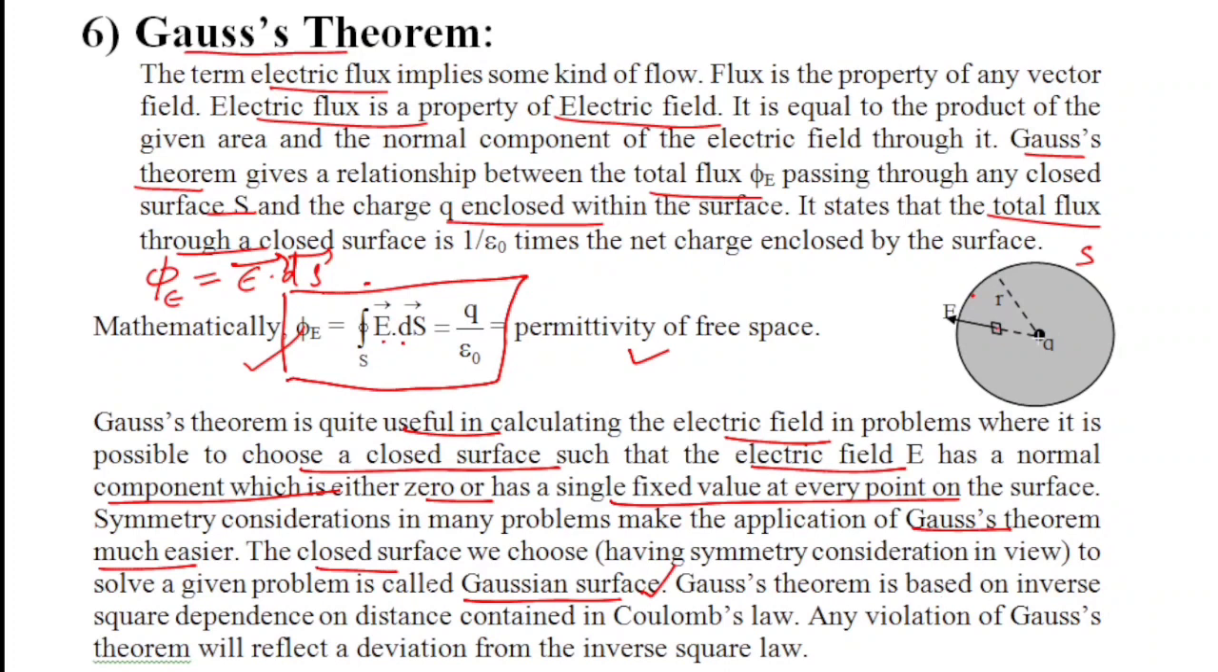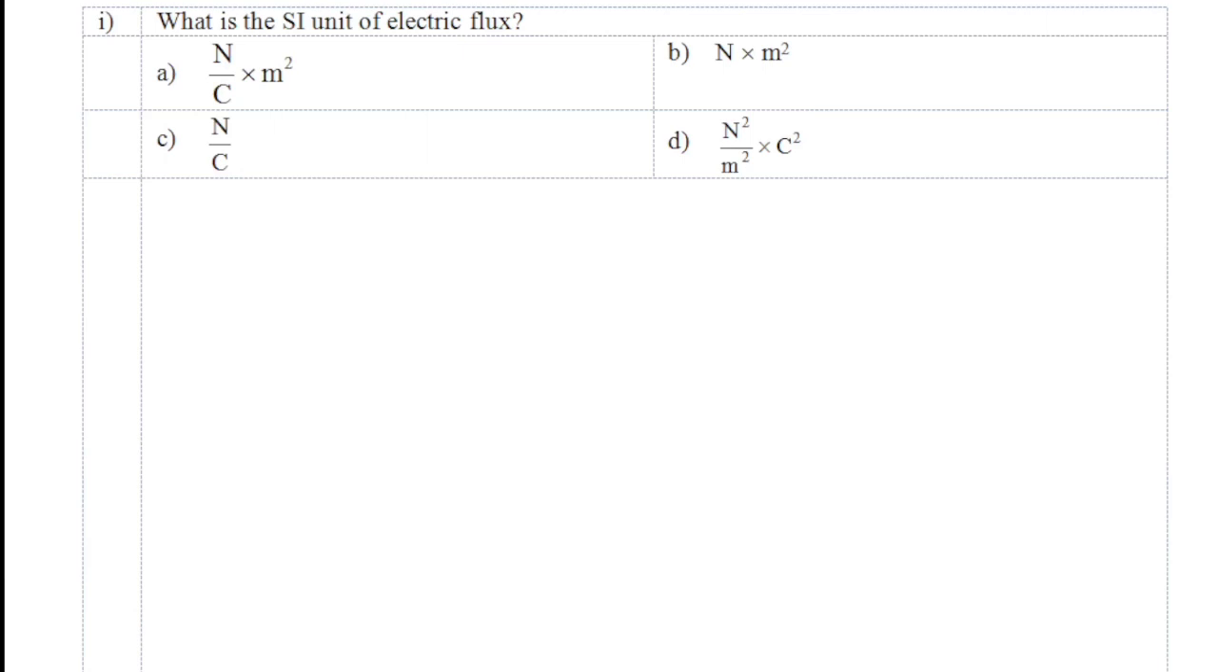Gauss theorem is based on the inverse square dependence on distance contained in Coulomb's law. Any violation of Gauss theorem will reflect a deviation from the inverse square law. So this is written about Gauss theorem in this paragraph. Now you also know where it is applied, what the different conditions are to apply Gauss theorem, what you can easily find with its help, and what type of body is required. Everything you know. So now let us start solving the first question, question number 1, based on Gauss theorem.